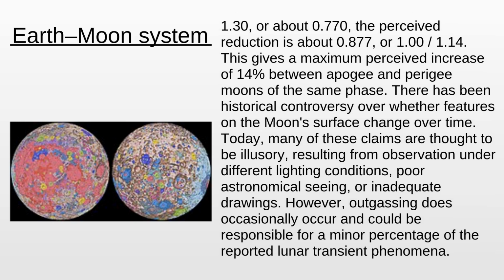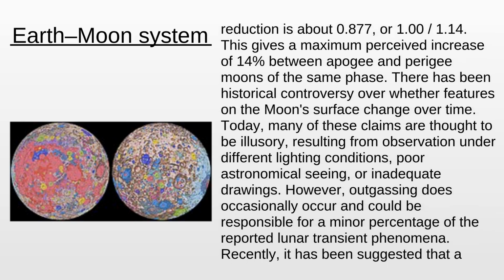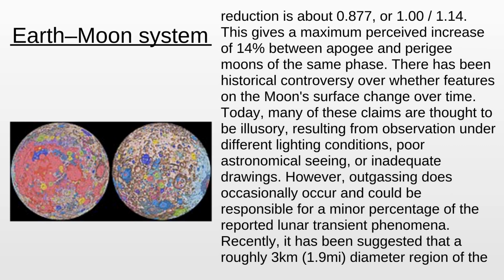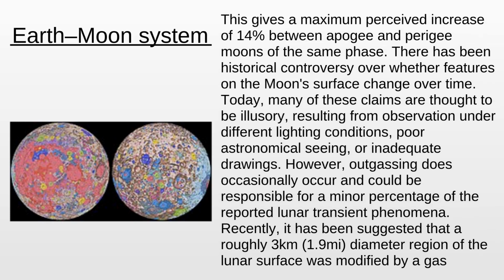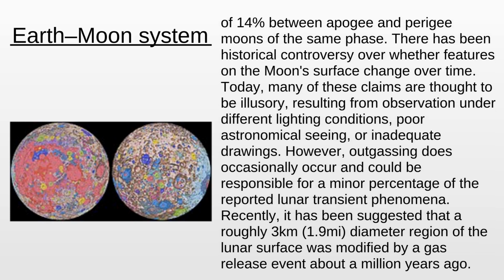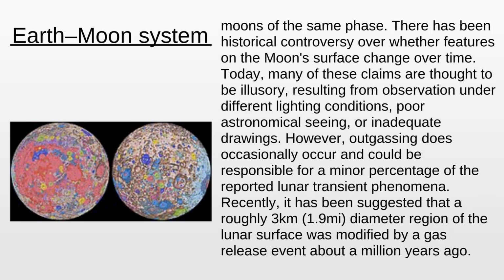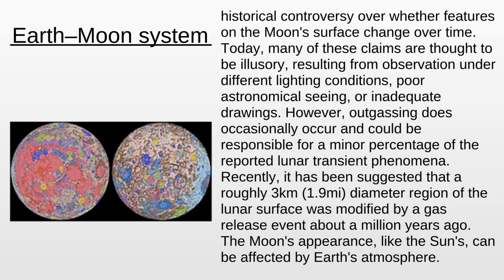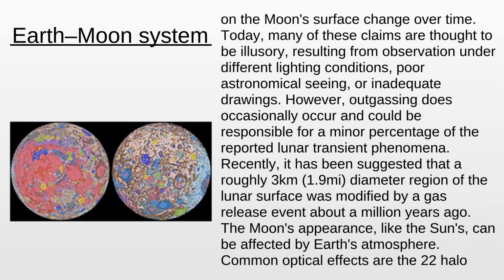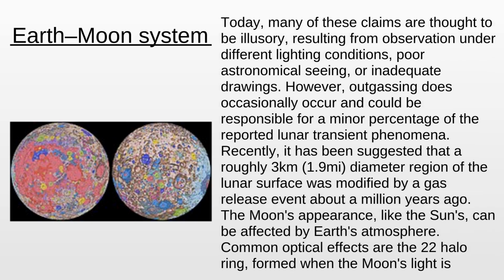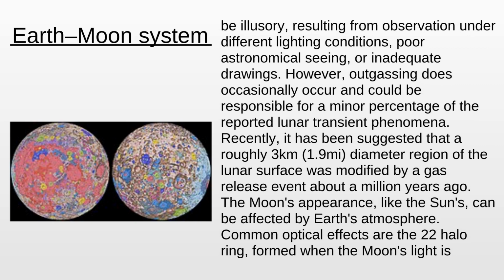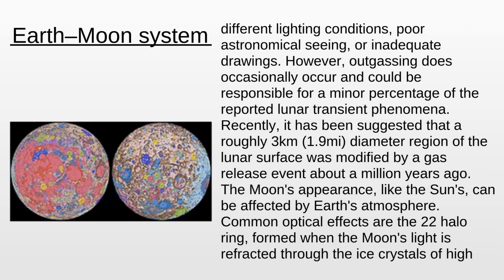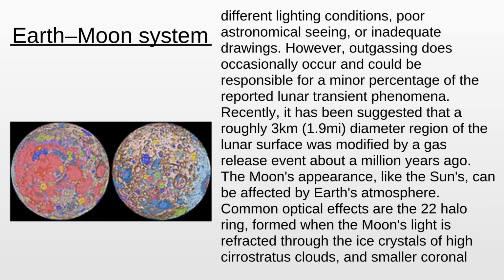At lower levels, the human perception of reduced brightness as a percentage is provided by the following formula. When the actual reduction is 1.00/1.30, or about 0.770, the perceived reduction is about 0.877, or 1.00/1.14. This gives a maximum perceived increase of 14% between apogee and perigee moons of the same phase.